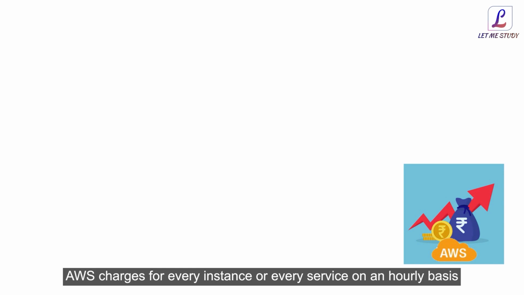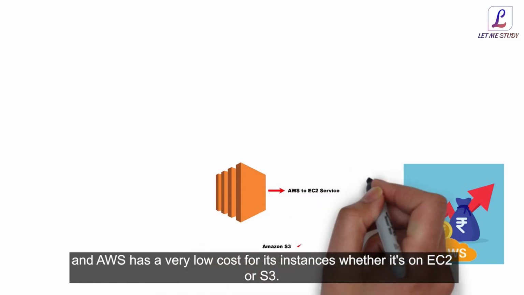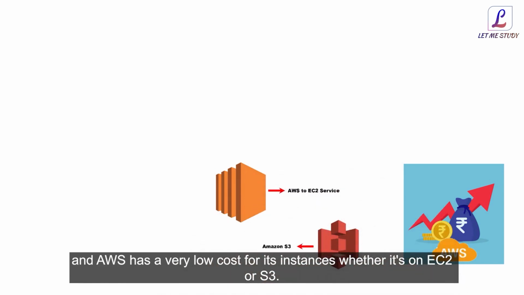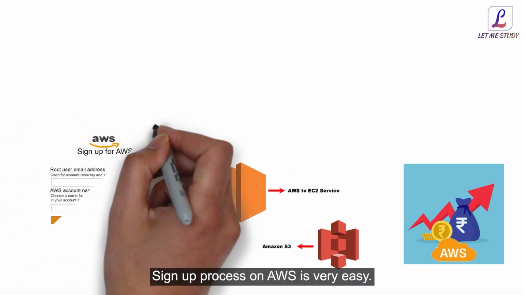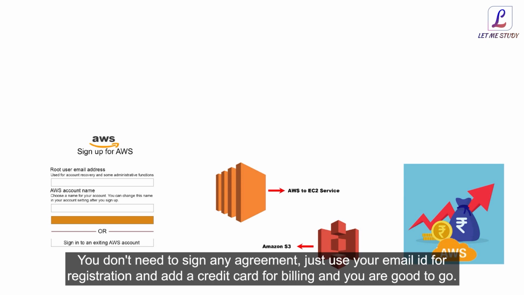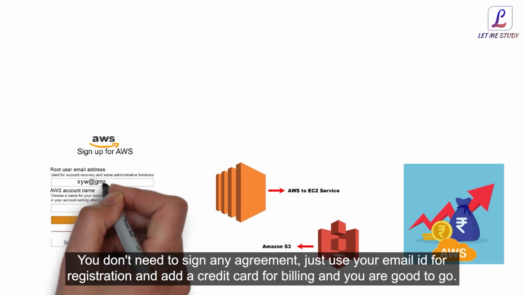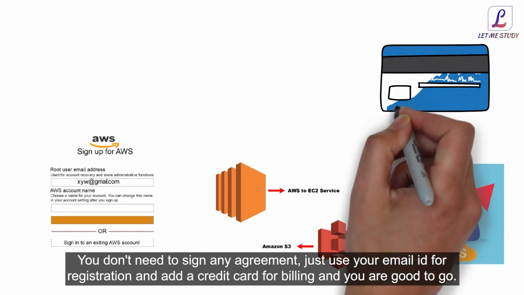AWS charges for every instance or every service on an hourly basis, and AWS has a very low cost for its instances. Whether it's on EC2 or S3, you will get a per hour billing rate, which is very transparent. The sign up process on AWS is very easy. You don't need to sign any agreement, just use your email ID for registration and add a credit card for billing, and you are good to go.